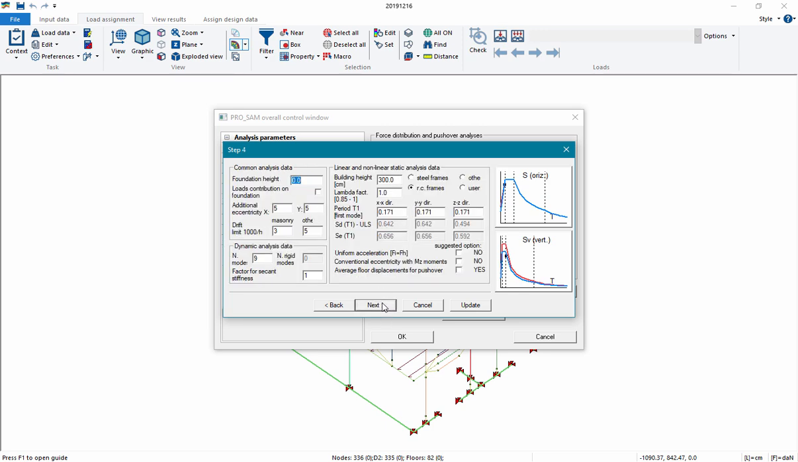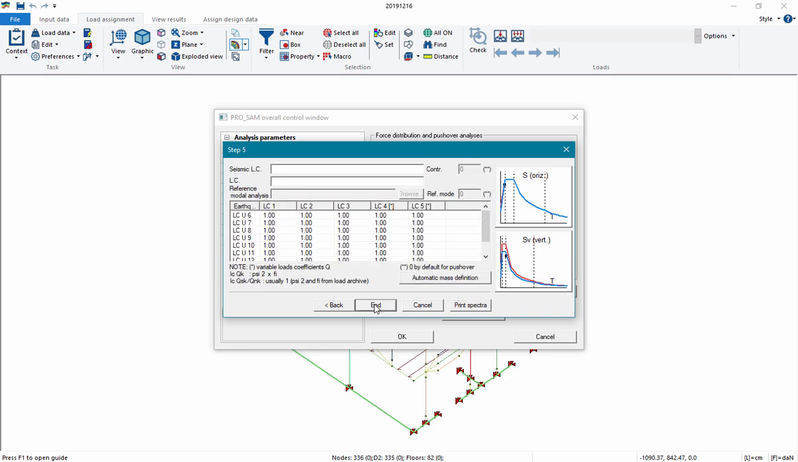So at the fourth step, we have the number of vibration modes that could be necessary for the distribution of the forces according to the vibration mode of the structure, but in this case we haven't chosen these distribution modes. And then at the last step we have the definition of the seismic masses that could be done by the program automatically.